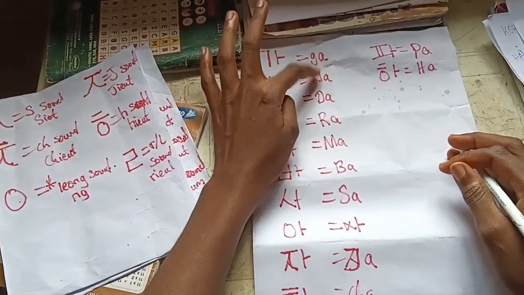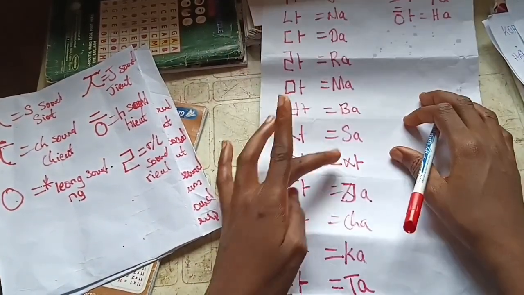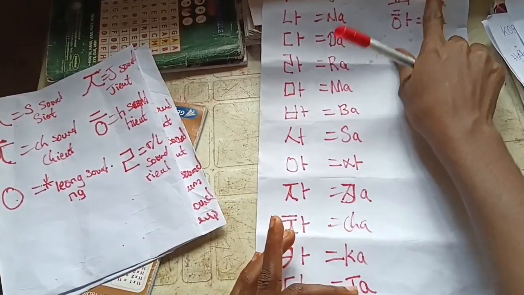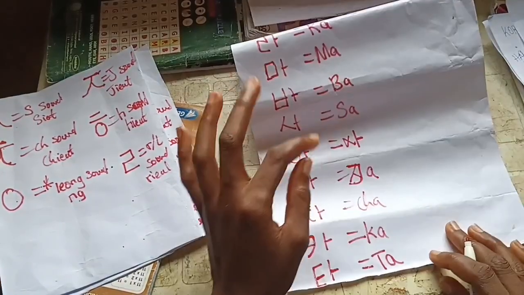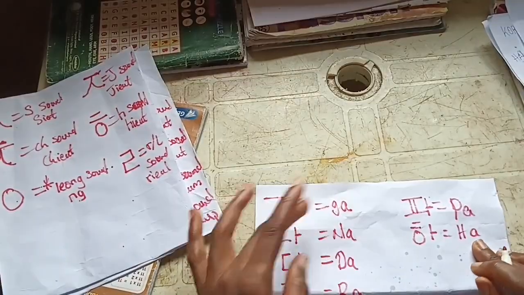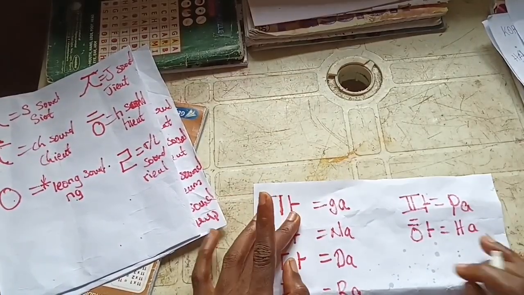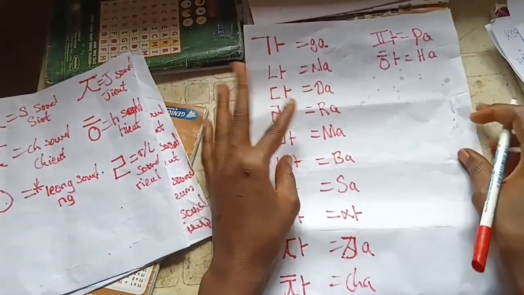So, ga na da ra ma ba sa, a ja cha ka ta pa ha. You see what happened there? So, a ja cha ka ta pa ha. So, that is it for the 14 consonants.